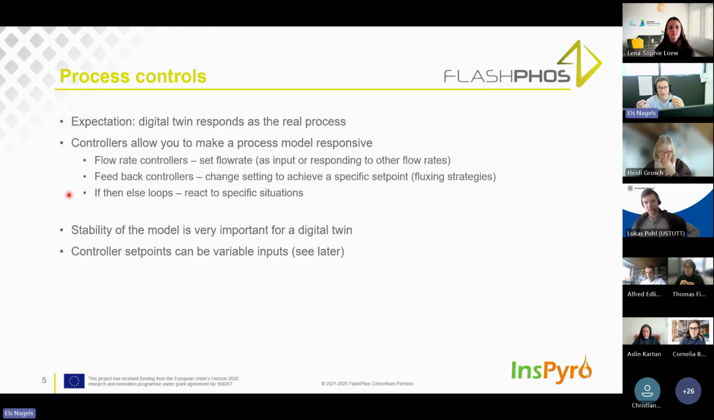It's not really a controller, because you don't want to steer, you just want to switch it on and off, and you want it to respond to a specific situation.